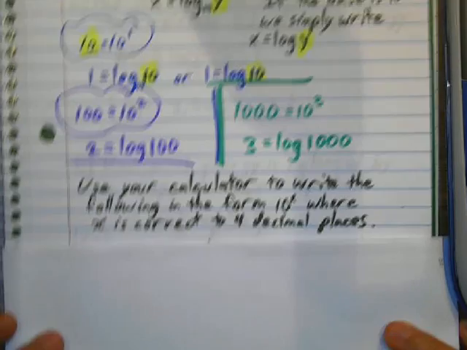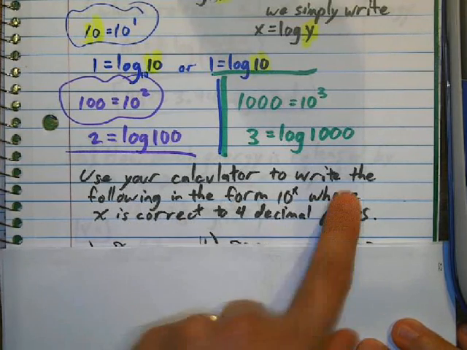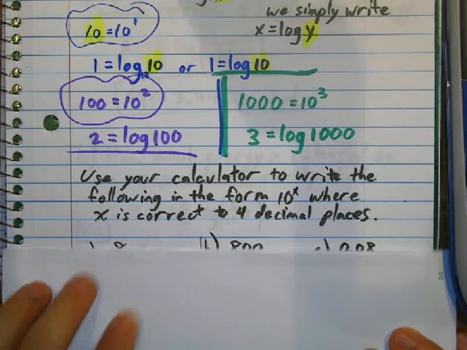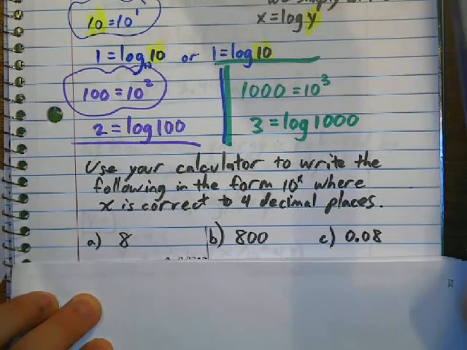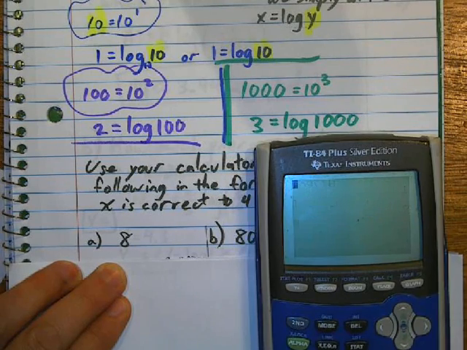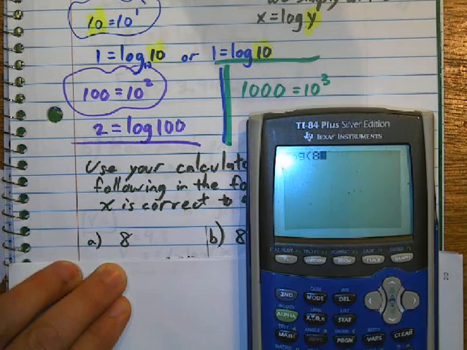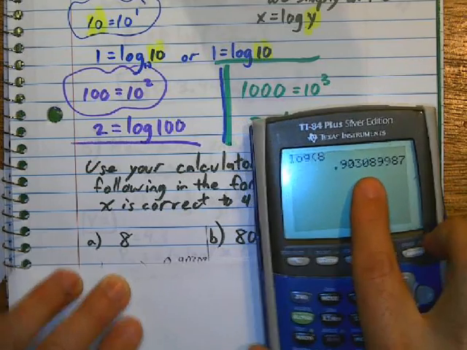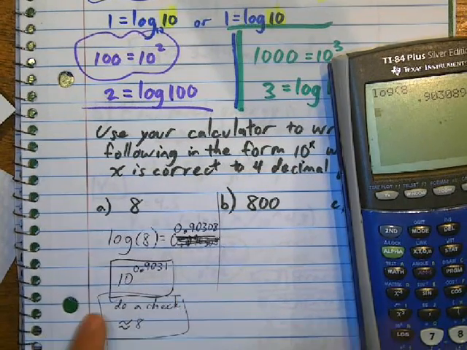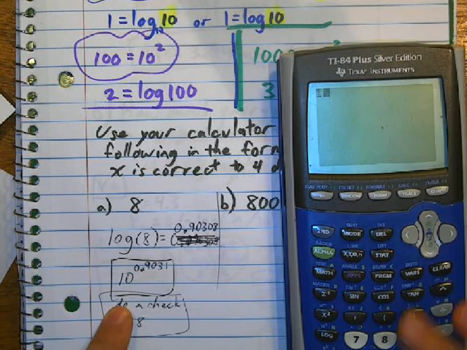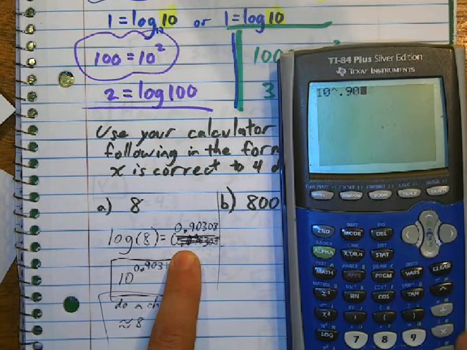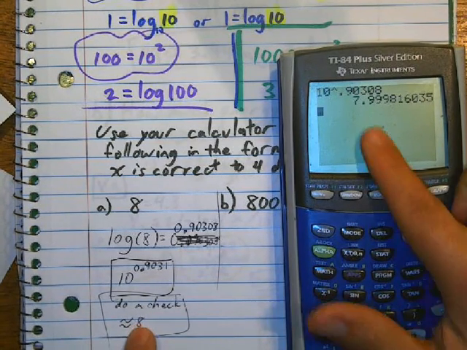So you're going to have some problems in your homework. It's going to be like this: use your calculator to write the following in the form of 10 to the x, where x is correct to 4 decimal places. So if I want to figure out how to write 8 as 10 to the x power, I can simply write log 8, and then I get this decimal, and then I could write it as 10 to that decimal, and let's double check to see if that works. If I have 10 to the power of 0.90308, I'm going to get, let's just call that 8.